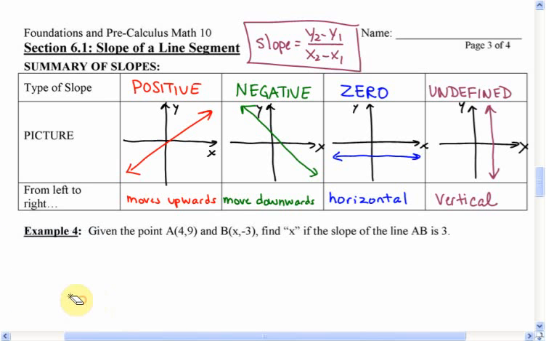Okay, it says given the point A and the point B. Now, notice what's missing for point B here. We don't have this x value. We've got to find that out. It says find x if the slope of the line is equal to 3. How do we find the slope of a line when I'm given 2 points? Slope equals rise over run. Sing the song with me. Slope equals y sub 2 minus y sub 1 all over x sub 2 minus x sub 1.